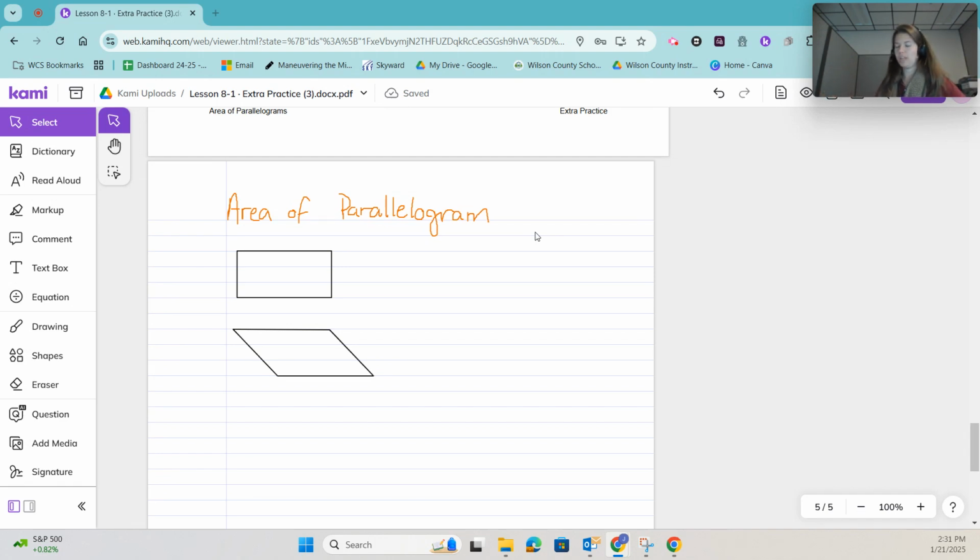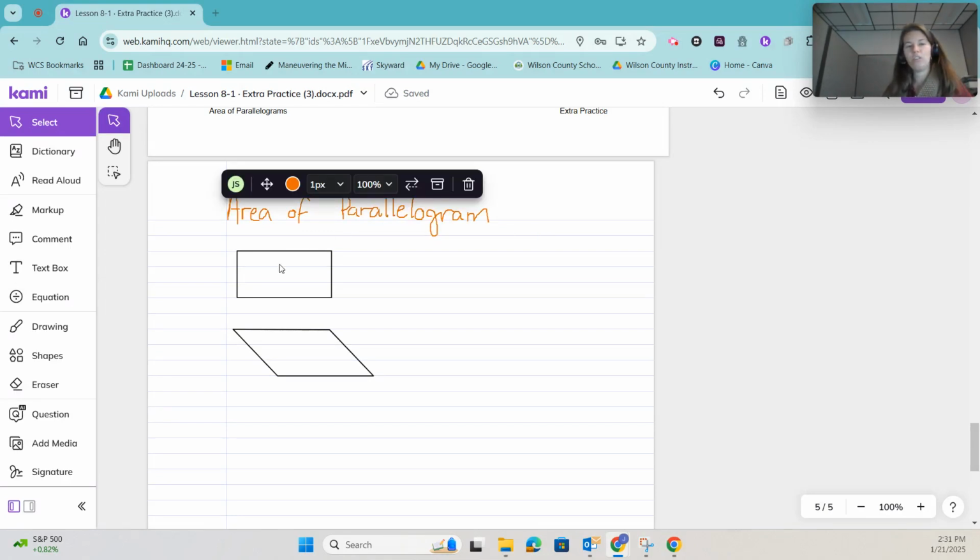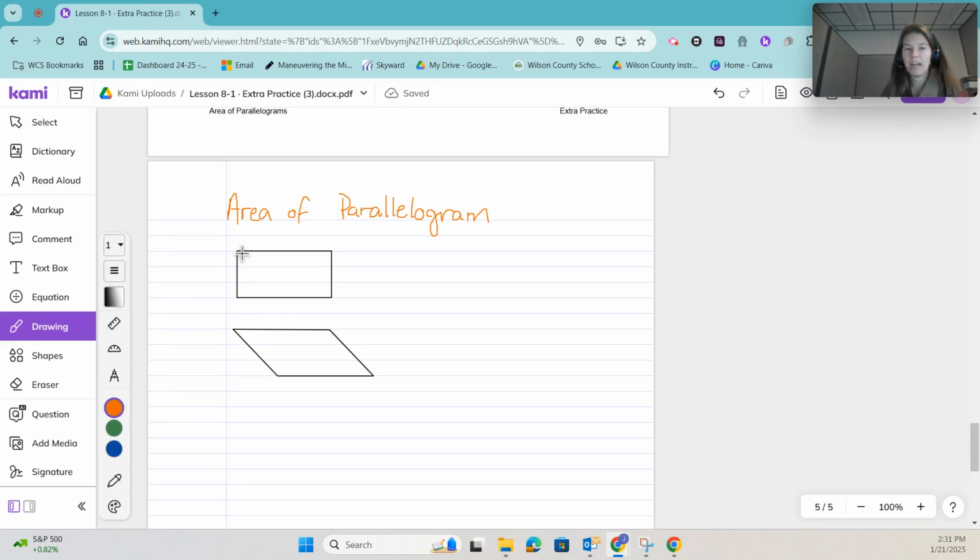You'll notice that a rectangle is a specific type of parallelogram. It has two sets of parallel lines. So when we talk about area of a parallelogram, we're going to first talk about the area of a rectangle, which is base times height, or length times width, you might have learned.